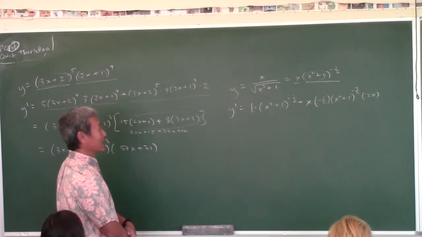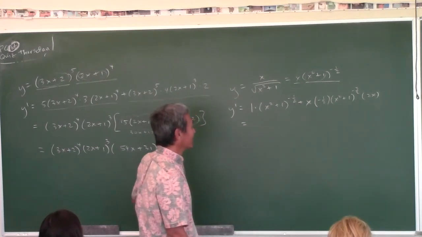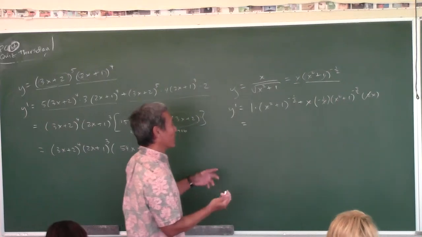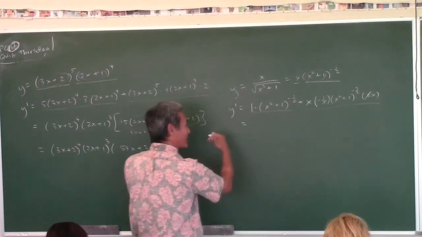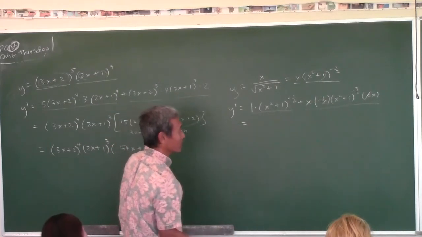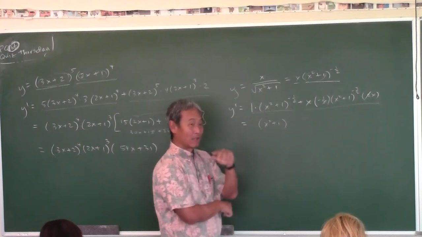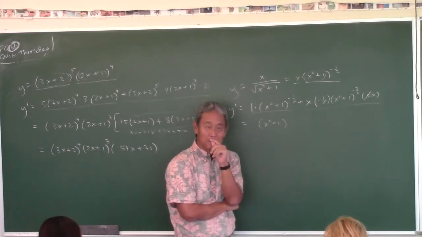And then now you got to simplify it. These twos cancel out. So here's the first term. Here's the second term. What can be factored out? What's common to both terms? X squared plus 1 to the negative half or negative 3/2?